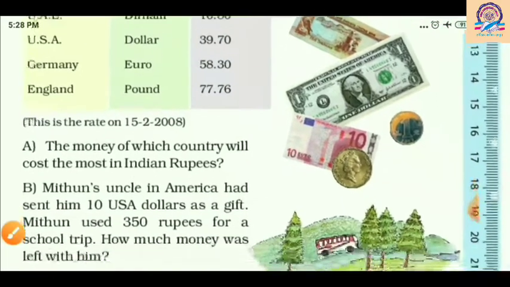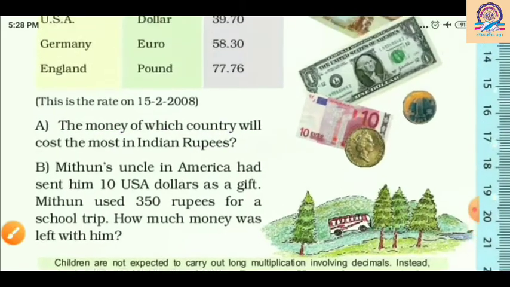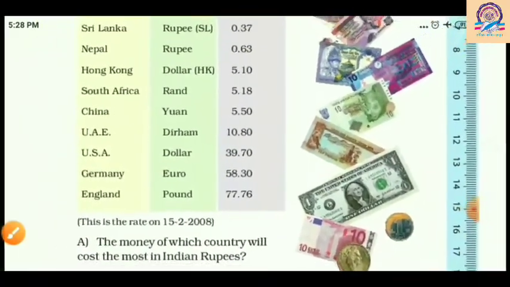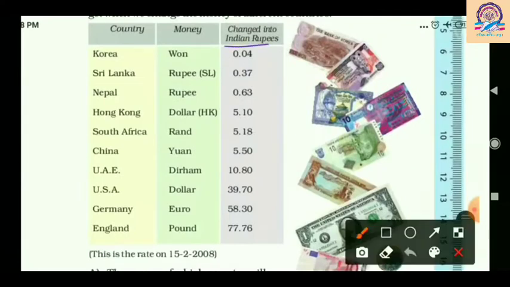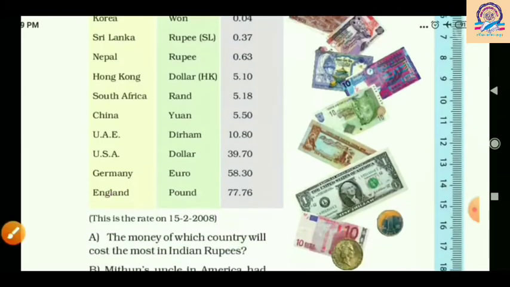Now come to some questions. Question A: the money of which country will cost the most in Indian rupees? According to this table, in the last column we have Indian rupees, so we can see 77.76 rupees we are getting as change, and it is from England, means 1 pound makes 77.76 rupees. So this is the highest.